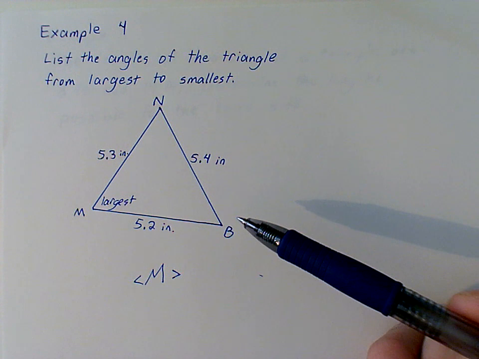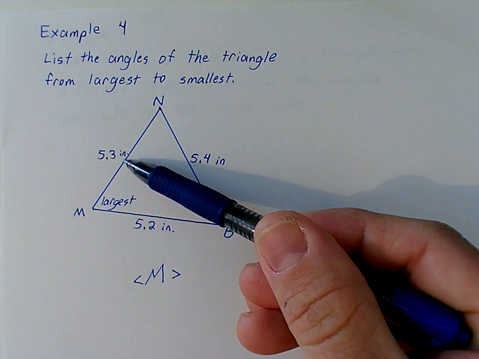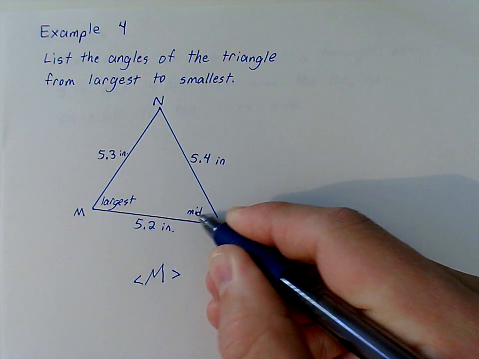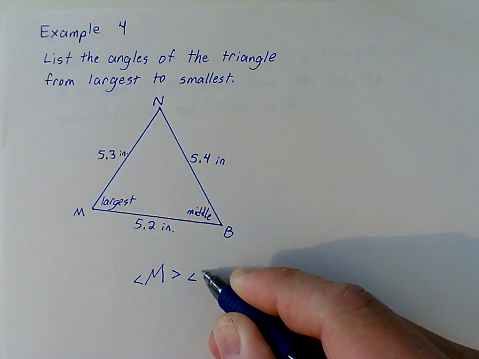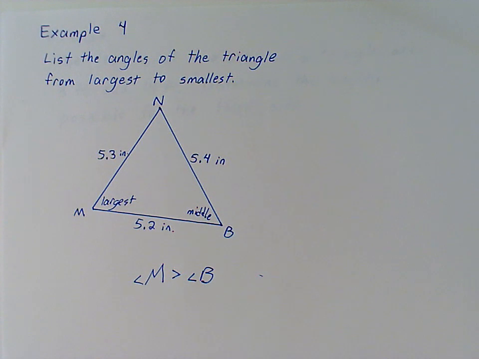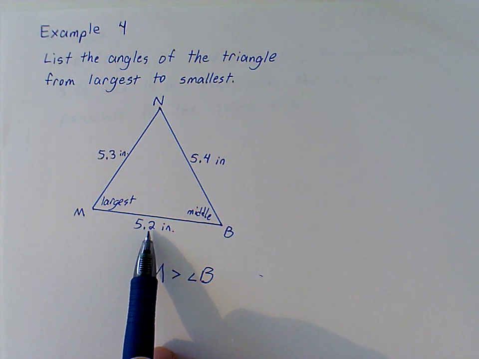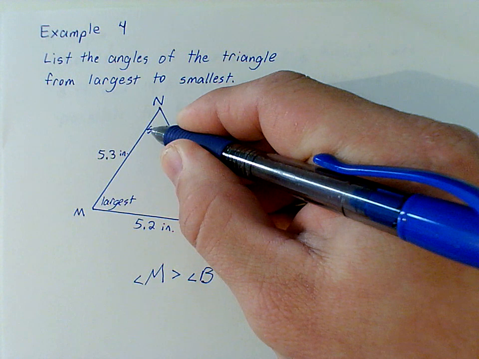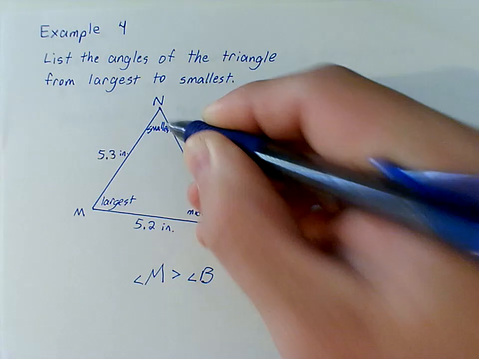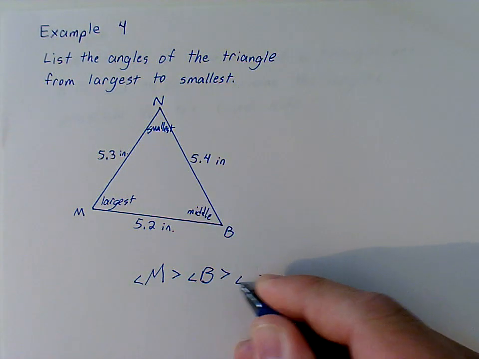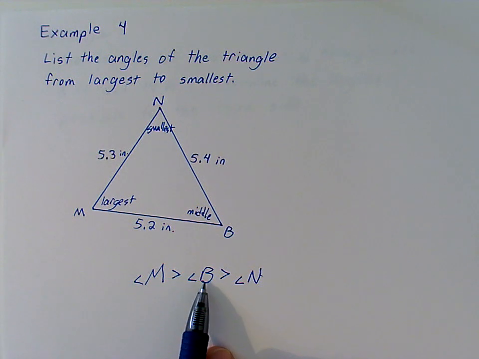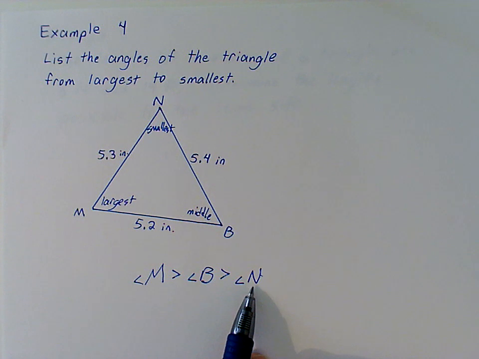Now, next up, 5.3 is my middle length segment. Across from it will be my middle sized angle. So angle B is the next largest angle in the triangle. Now for my smallest angle, it's going to be across from my shortest side. Since 5.2 inches is my shortest side, this angle N is my smallest angle. So angle M is greater than angle B. Largest, which is greater than my middle, which is greater than my smallest, angle N.